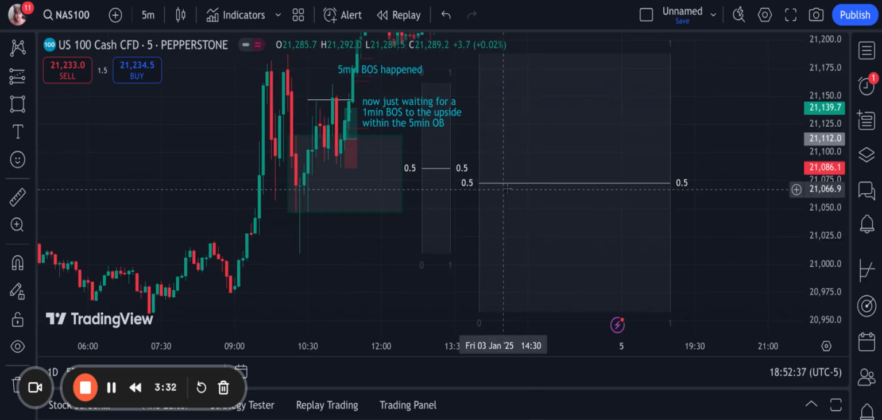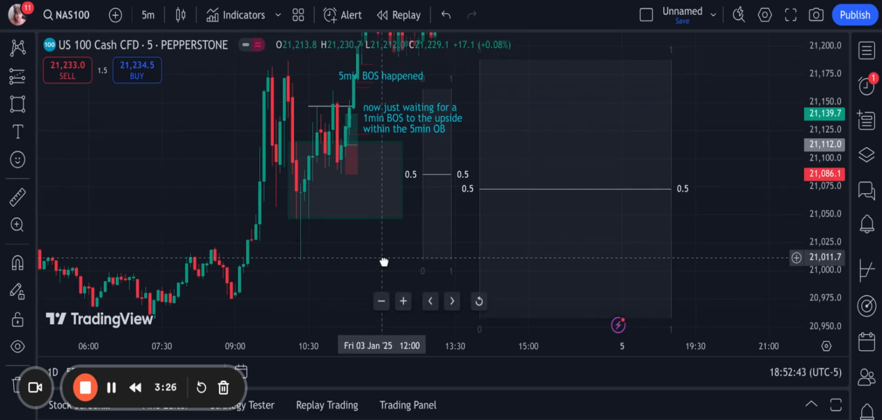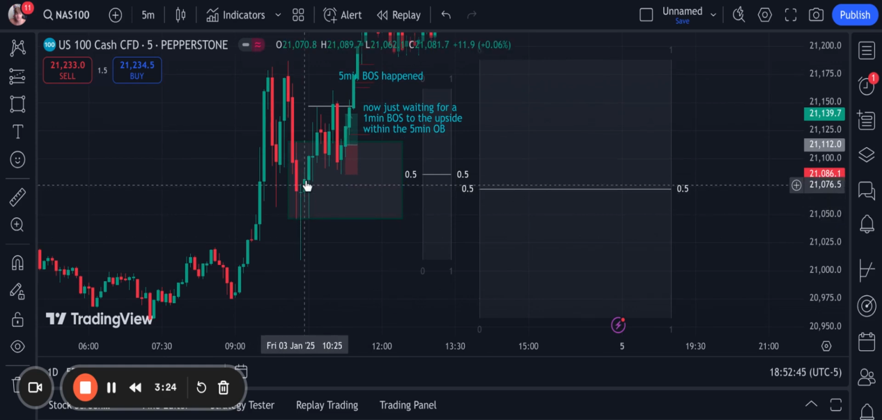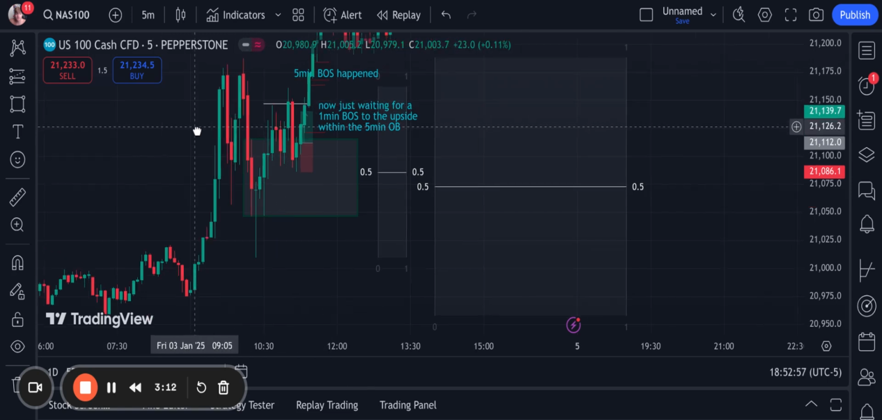Whenever price entered into this 50% mark for bullish confirmation that price wants to go up, I then waited for price on the 5 minute time frame to break structure to the upside, and price broke structure to the upside with this bullish candlestick breaking this high. It had closed above this white line here. Then price created an order block, and this was the move down that had caused this move up.